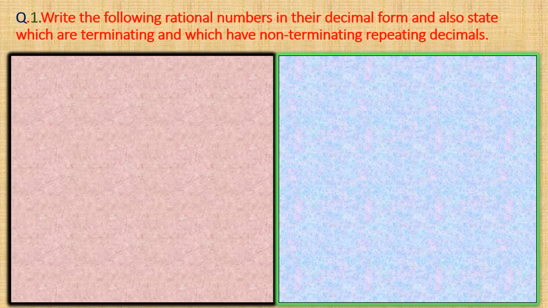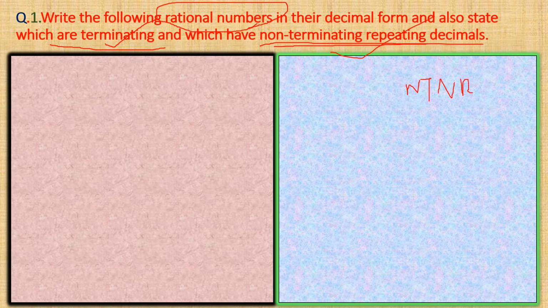So here is your first question. Write the following rational numbers in their decimal form and also state which are terminating and which have non-terminating repeating decimals. Why am I saying only non-terminating repeating here? Because I mentioned rational numbers. Rational numbers are only terminating and non-terminating repeating, whereas non-terminating non-repeating are irrational numbers.